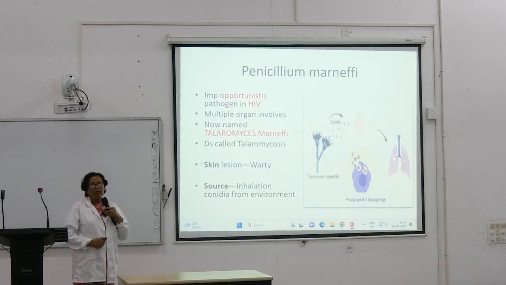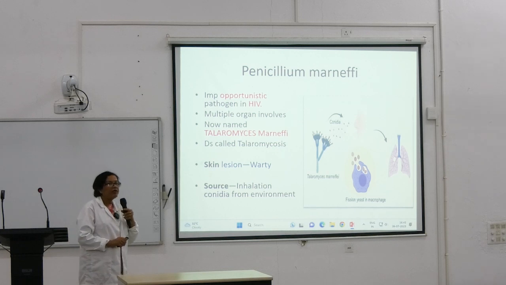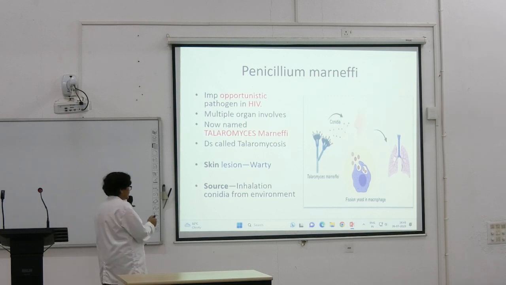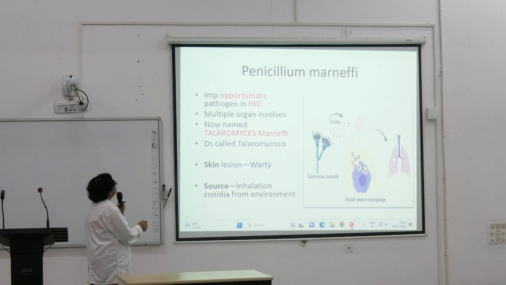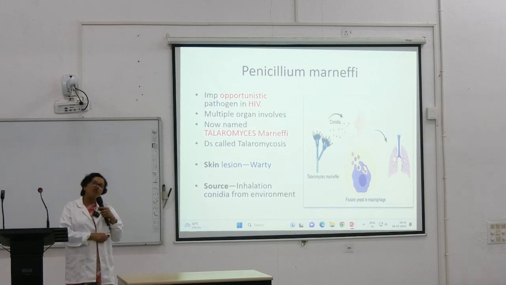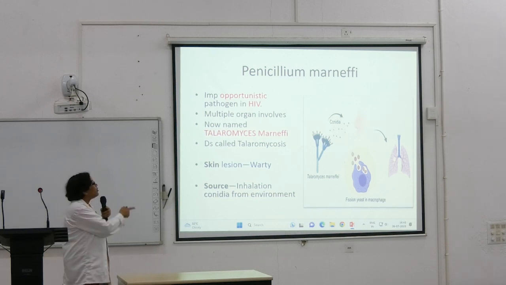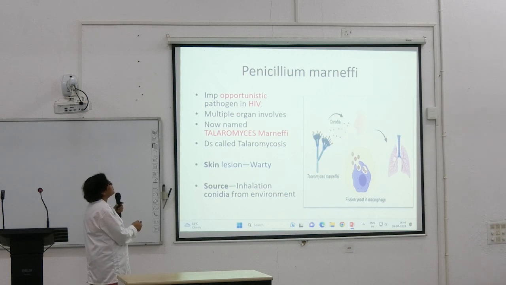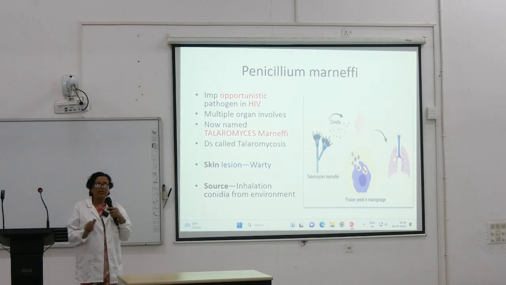Penicillium marneffei. Penicillium, you know, is not dimorphic, but Penicillium marneffei is dimorphic, and it is now an important opportunistic pathogen in HIV. So in an HIV patient we have to go for Cryptococcus, we have to go for Penicillium marneffei, not Penicillium. It causes multiple organ involvement. Now it is named Talaromyces marneffei. It is an important short note.